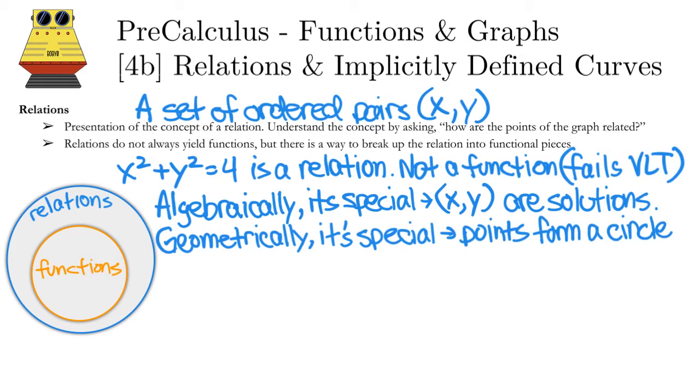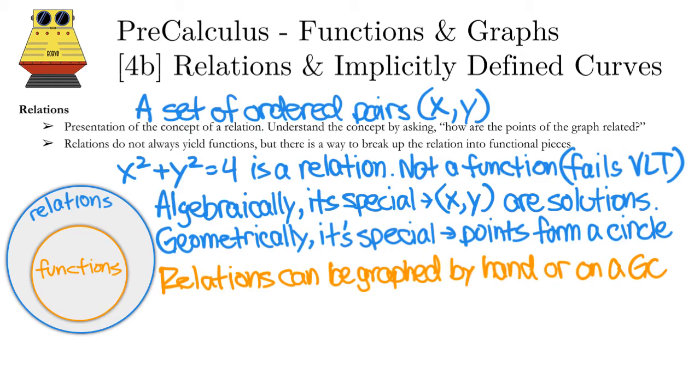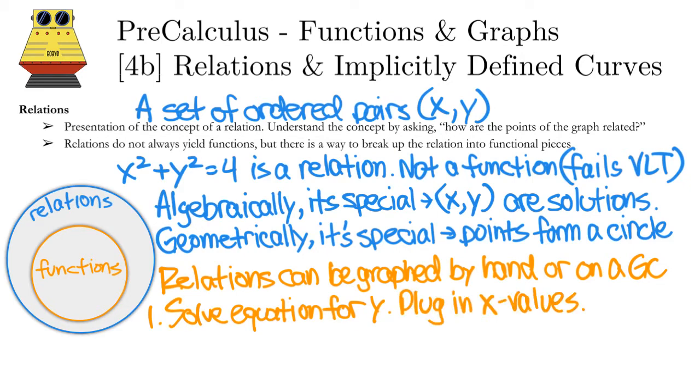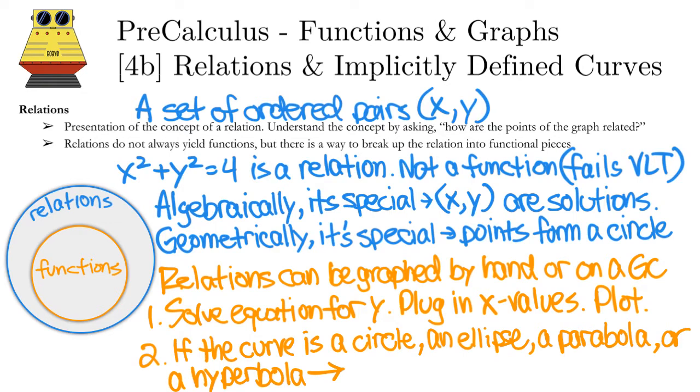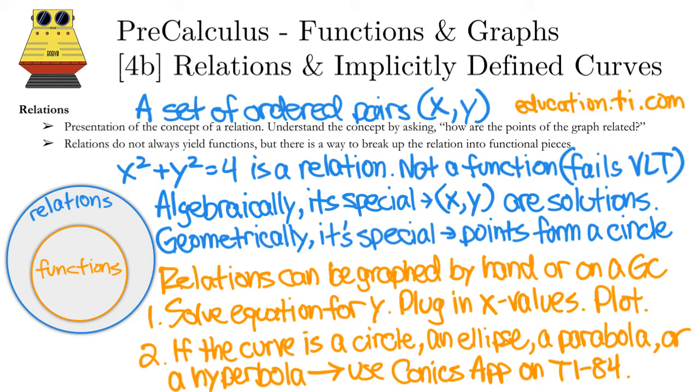So let's say you wanted to see this relation graphically. I found that there are a few ways to do that without too much difficulty. One way is to solve the equation for y so you can plug in x values and then plot the points by hand. Another way is if the curve is a circle, an ellipse, a parabola, or a hyperbola, you can use the Conics app on a TI-84. You can look in a textbook to see what the formulas are for those curves. And if you don't have that app, you could download it from the Texas Instruments website.